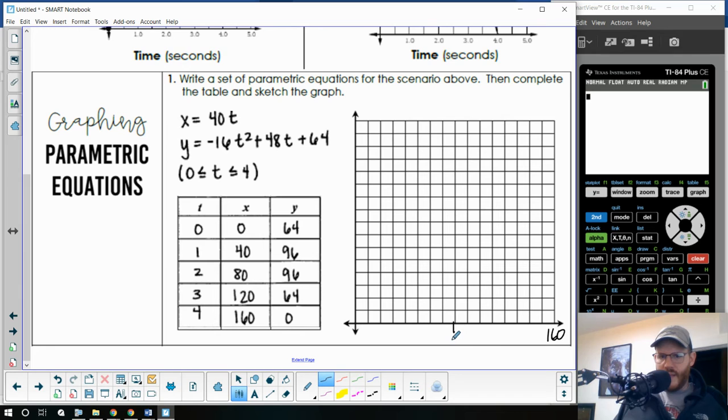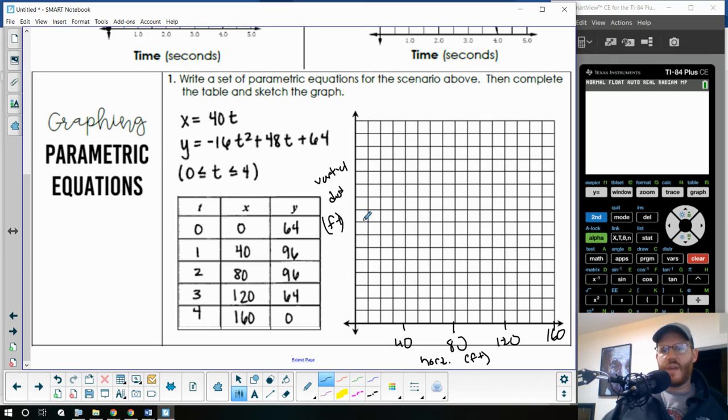So halfway would be 80. And then each half of that would be 40. So then that would be 120. I'm not going to label all of them. I just want to get a sense of the scale. So that gives me an evenly scaled horizontal axis. And this is horizontal distance in feet. Then we're going to have the vertical distance, also in feet, on the vertical axis.